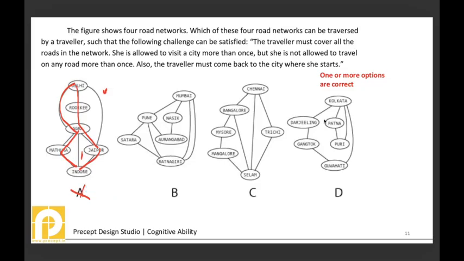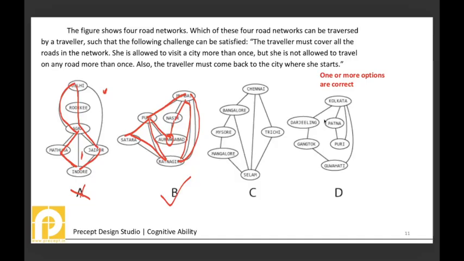Option B. Let's start with Aurangabad. Aurangabad, Nashik, Mumbai, Ratnagiri, Mumbai, Pune, Satara, Ratnagiri, Pune, and Aurangabad. It satisfies all the conditions, so B is fine.